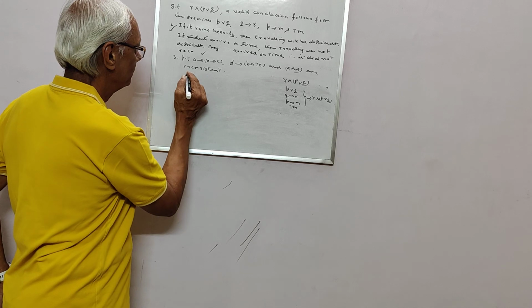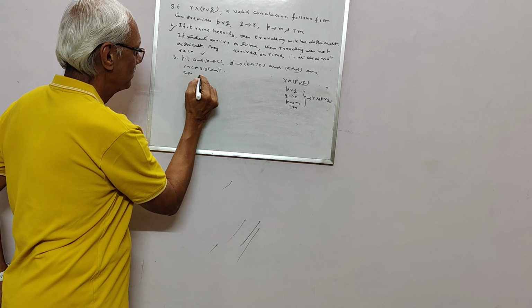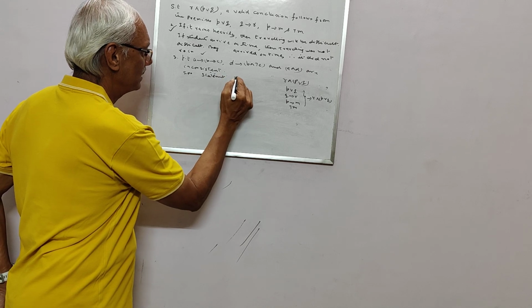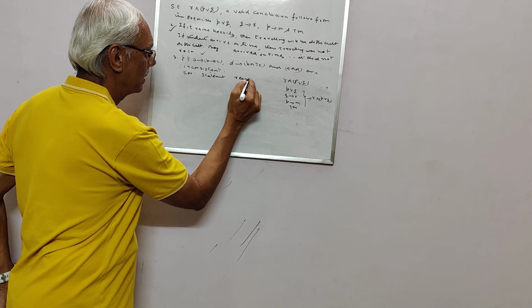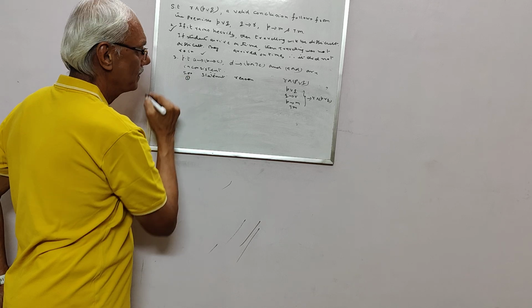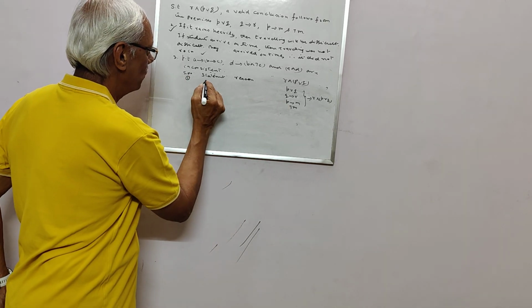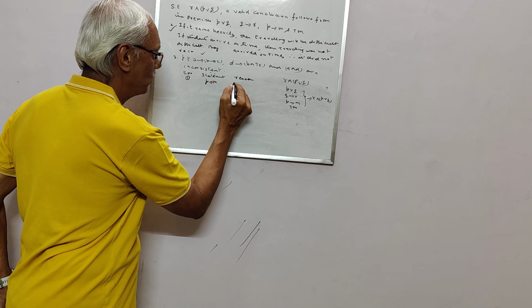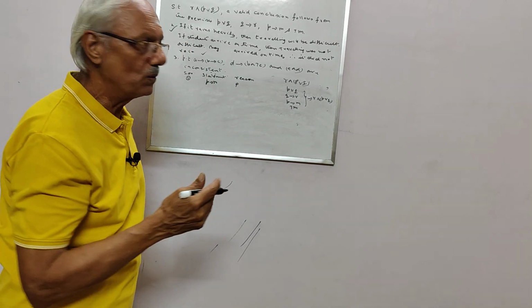I'll write it here: serial number, statement and reason. First one, let me take P implies Q. What is the law that you will apply here? It is your P rule. What is the rule? P rule.